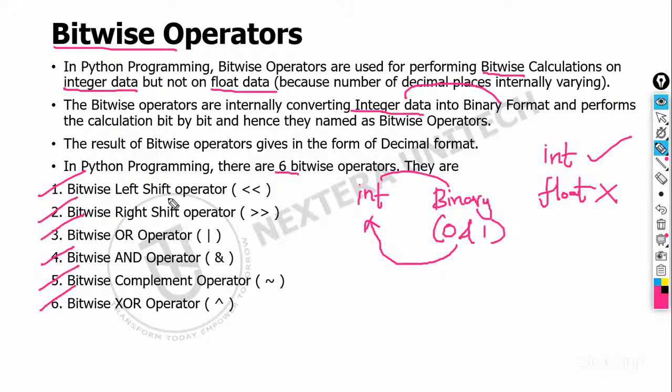And for each and every bitwise operator, we have the notations. It is not less than, it is double. This is the less than symbol, and if you use the double less than symbol, twice, that becomes the bitwise left shift operator. This is the bitwise right shift operator.